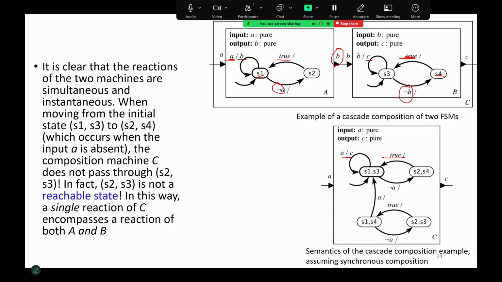So true means I will go to S3. Is it clear? Okay, great. Clear for everyone? Okay, great.